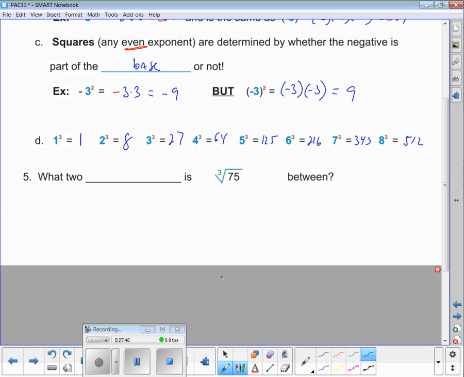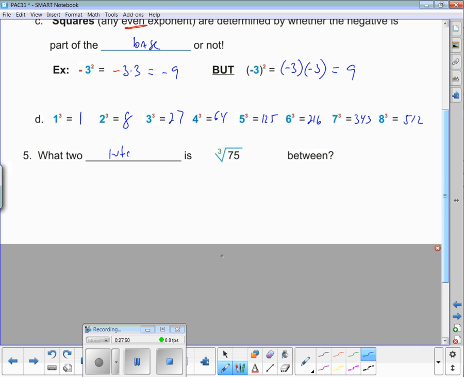So one last question. Sometimes I'll ask you something like this. What two integers is the cube root of 75 between? Well, here's what you do. 75 is between the 64 and the 125, isn't it? So watch. Here's the reality. The cube root of 64 is the 4. The cube root of the 125 is the 5. Therefore, what two integers does the cube root of 75 have to be between? 4 and 5.